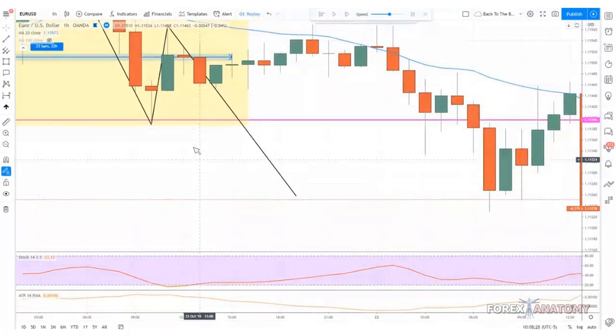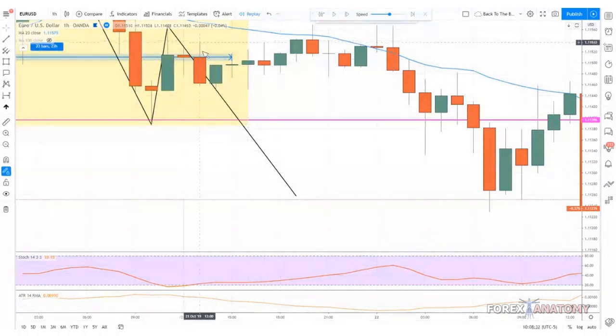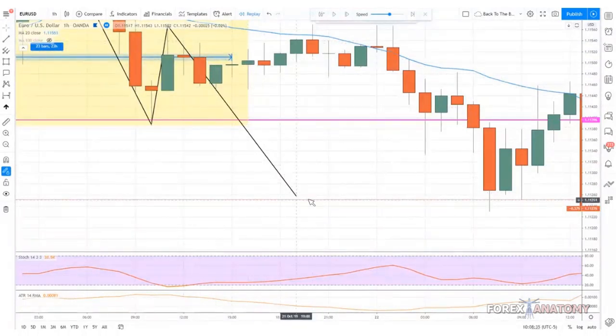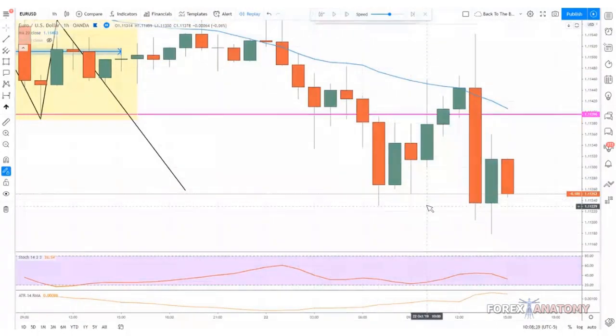So we can see here that price did exactly what we expected. We drew this line even before we saw the next day's price action, and we saw that price was sliding lower, and it slid lower almost to the exact spot that I identified, and I didn't even know that.